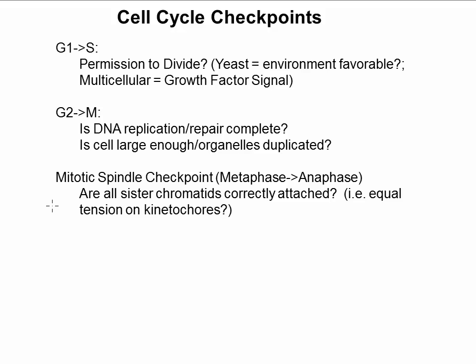And only then did it move on to anaphase, separating those sister chromatids from one another and pulling them to opposite poles of the cell. So what the cell is checking for at this mitotic spindle checkpoint that regulates the progression from metaphase to anaphase is, are all of the sister chromatids correctly attached, right? And by that I mean, has equal tension been established on those sister chromatid kinetochores?